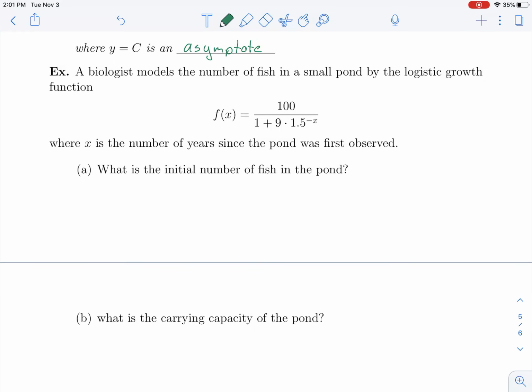So the initial number of fish in the pond. How do we find the initial number of fish in the pond? I can't just look at the function, it doesn't really tell me anything. How do I find it? Yes, I want to set x equal to 0.